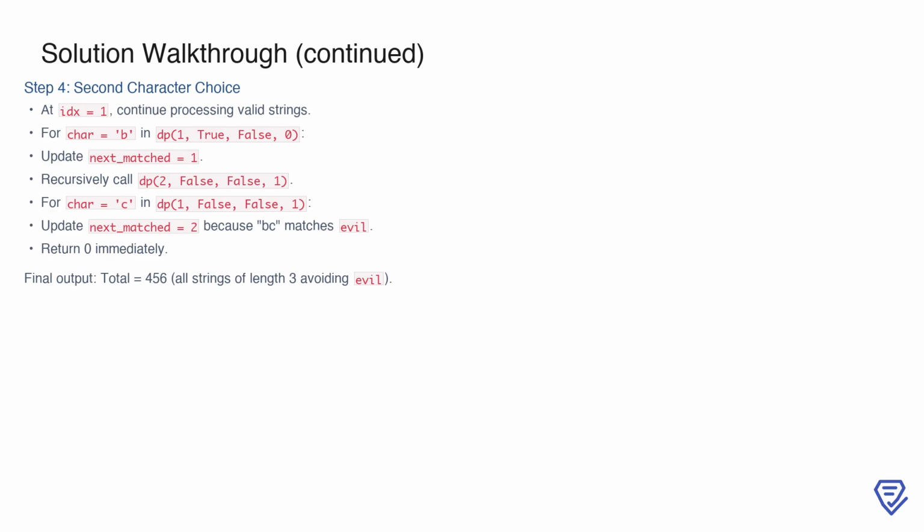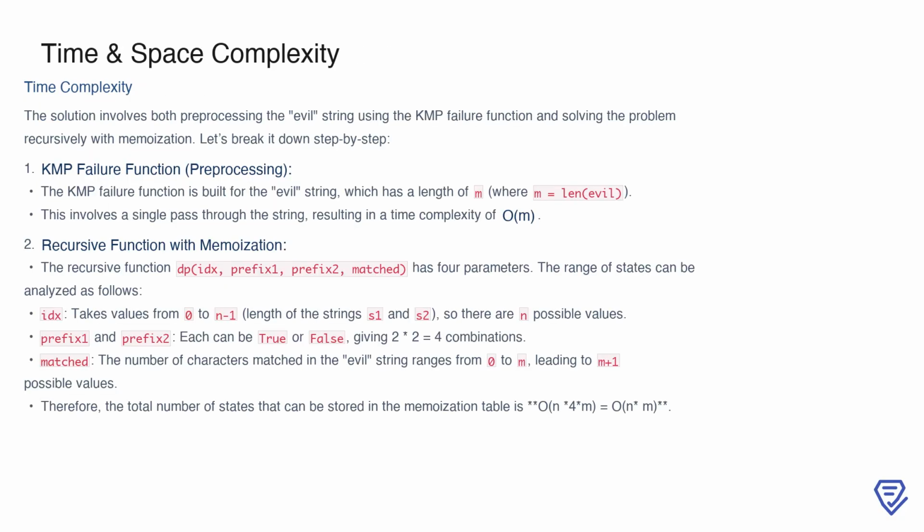On the other hand, if we're in the state dp(1, false, false, 1) and choose char equals c, the next_matched value becomes 2, indicating that the substring bc fully matches the evil string. At this point, we terminate this branch and return 0, as strings containing evil are not valid. After exploring all possibilities, the total number of valid strings of length 3 that avoid the evil string is calculated to be 456.